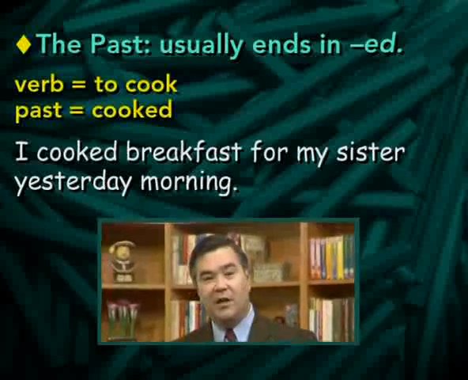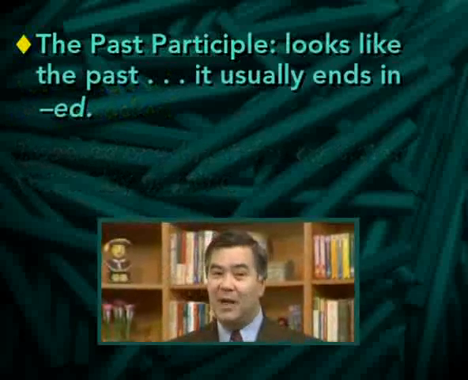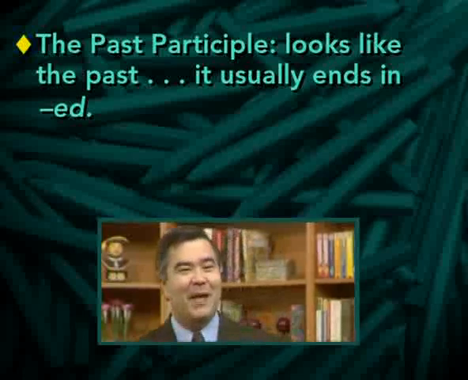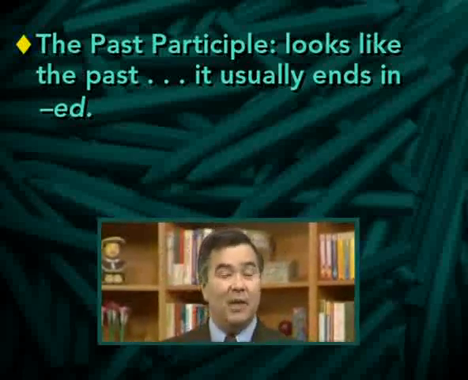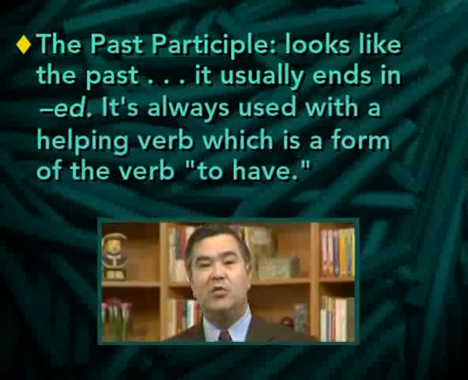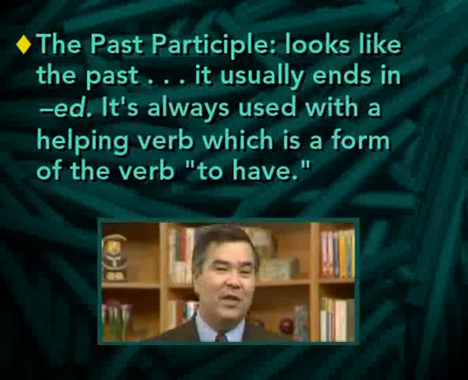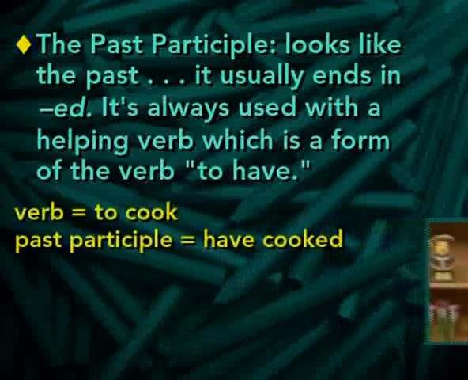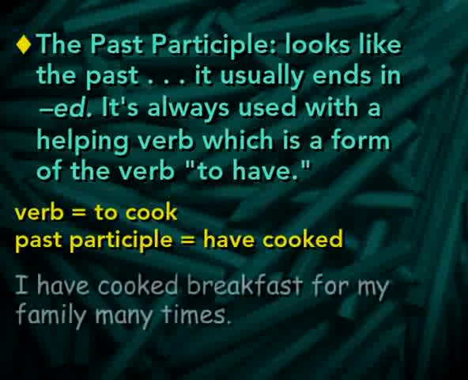And the fourth and final principal part is the past participle. Now, with most verbs, the past participle looks just the same as the past. It also ends in ed. What's the difference? Well, the difference, again, is the way it's used. The past participle is always used with a helping verb, which is a form of the verb to have. So, for example, the past participle of to cook is cooked, but it would be used with a helping verb, such as have cooked. I have cooked breakfast for my family many times.